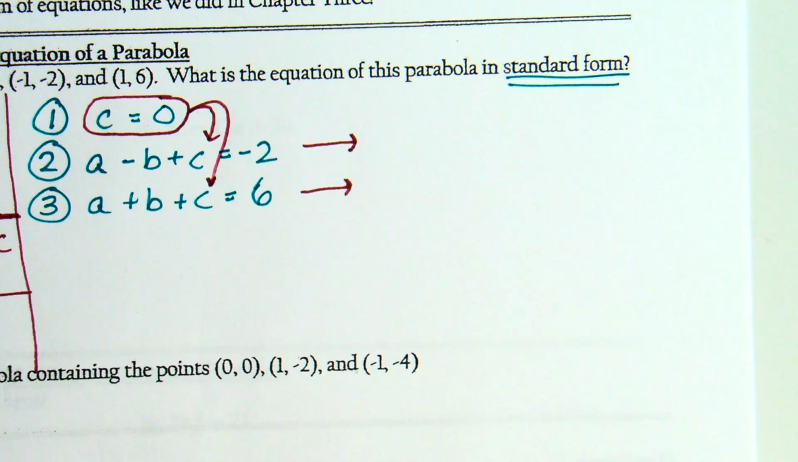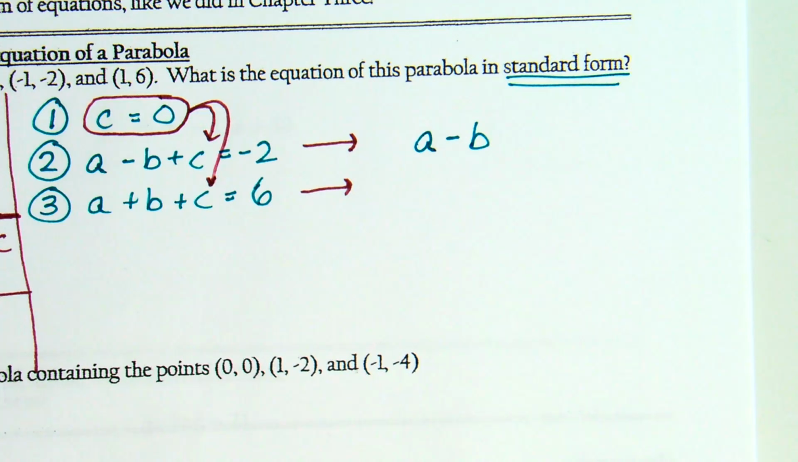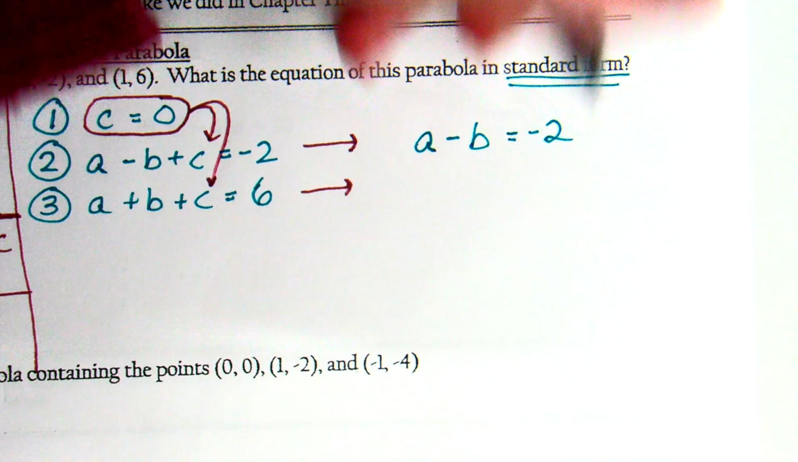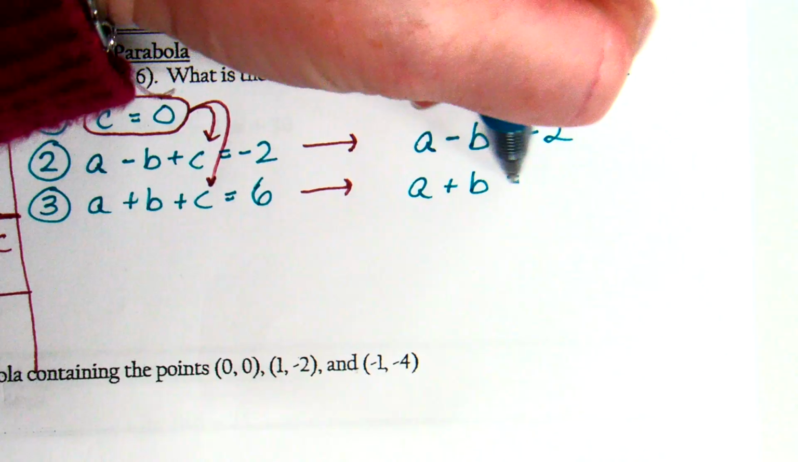So on equation 2, when I plug in C equals 0, my new equation becomes A minus B plus 0. Do I need to write plus 0? No. So it's just going to equal negative 2. I'm going to rewrite equation 3. It's A plus B plus 0. I don't need to write plus 0 equals 6.